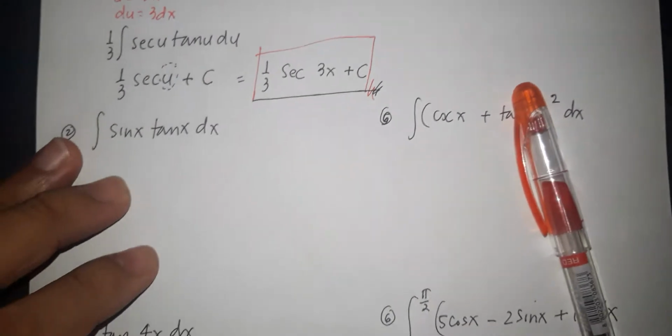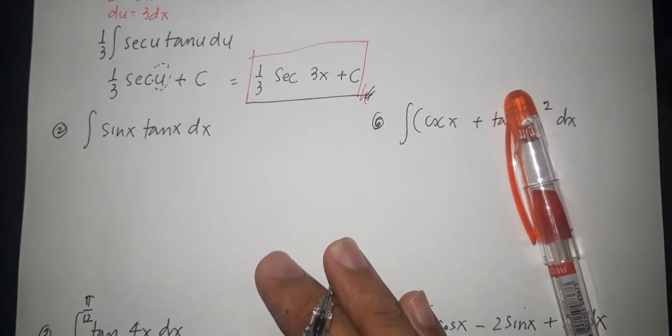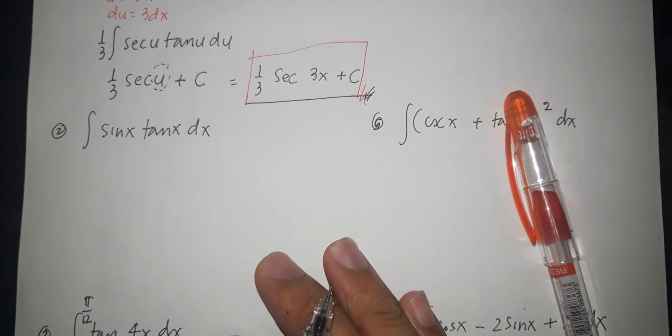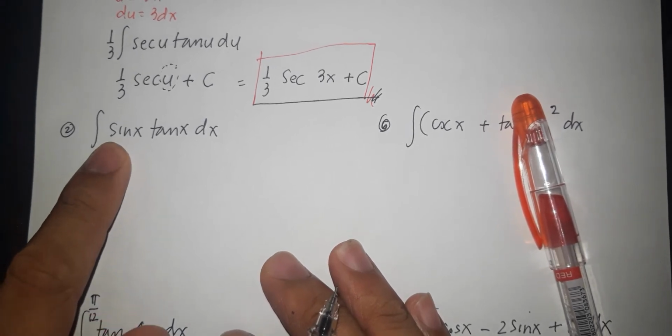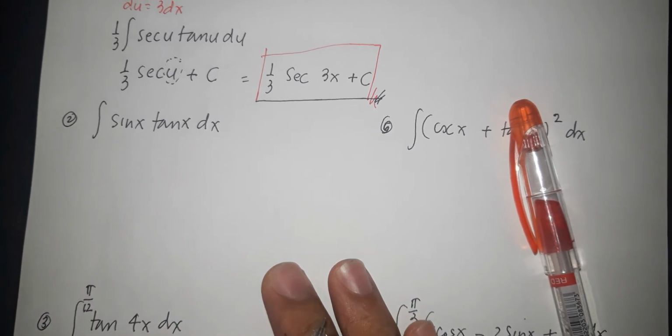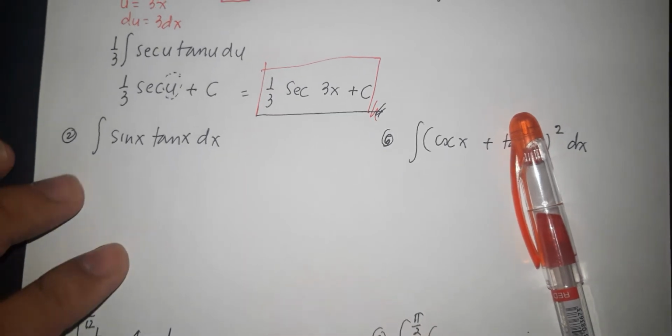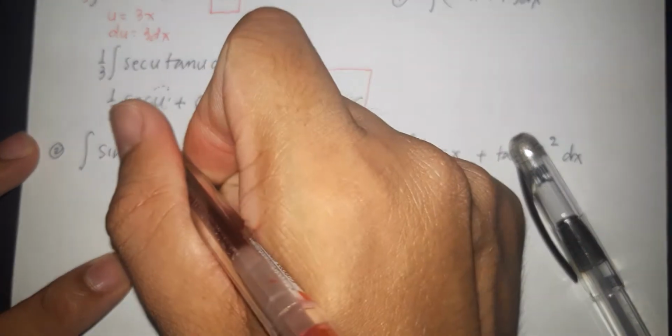Let's proceed with number 2. So, with number 2, I have your integral of sine x tangent x dx. So, syempre, wala tayong formula para dito. Hindi natin pwedeng kunin ang derivative ng sine x, tapos ito times natin sa derivative ng tangent x. Hindi po pwede yon. So, ang gagawin natin, gagamit lang tayo ng basic identity para kay tangent.